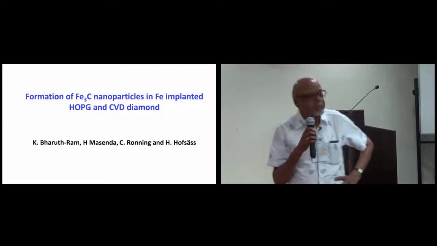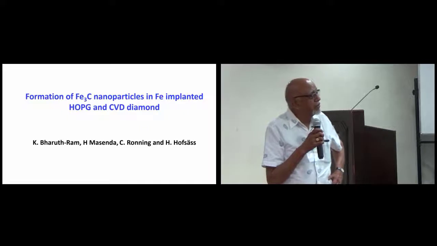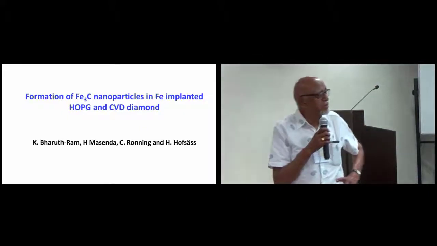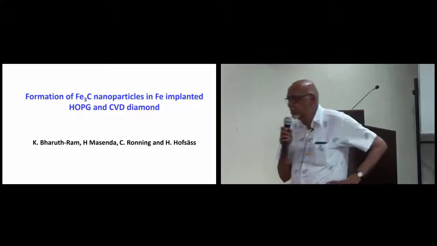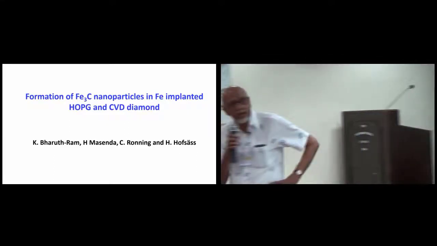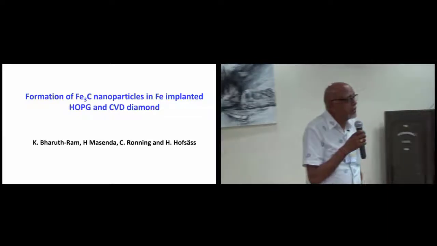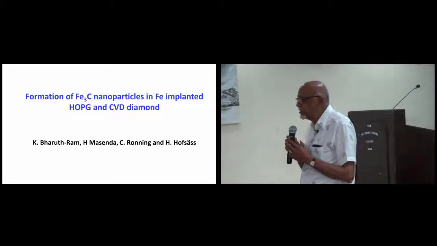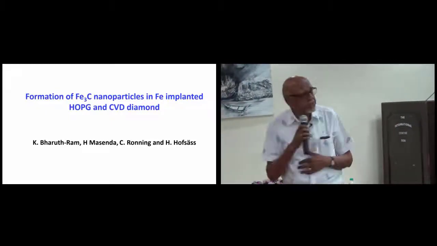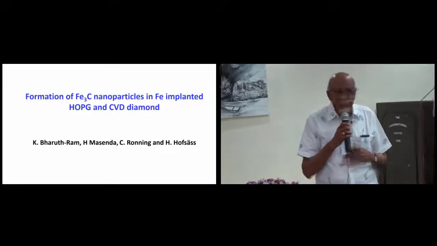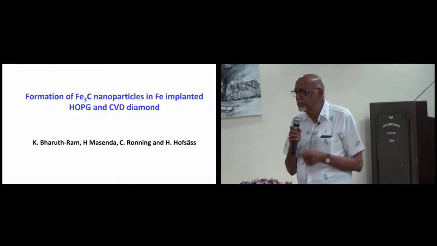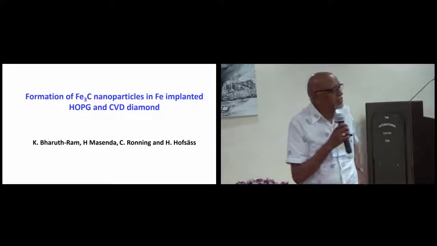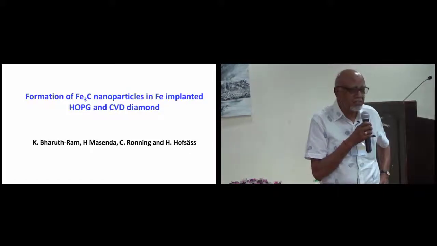My contribution is on the formation of Fe3C, that is cementite nanoparticles, in Fe-implanted highly oriented pyrolytic graphite and a CVD diamond sample. We investigated by Mössbauer spectroscopy, so the iron species we chose was iron-57. And the implantation was done taking the iron from a natural iron foil. So it took about 3 days to get sufficient iron-57 there to do the implantation.